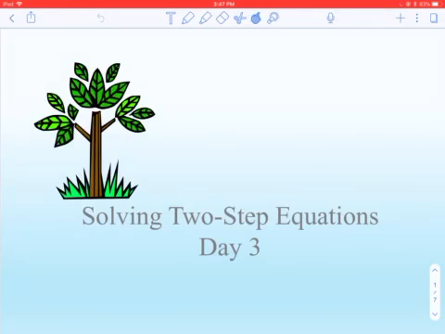Good morning, Griffins. So we're going to continue working on two-step equations. Yes, I know it seems like we've been doing it for a while. We're on day 3. Actually, this is going to be our last set of brand new notes for two-step equations. So here we go.